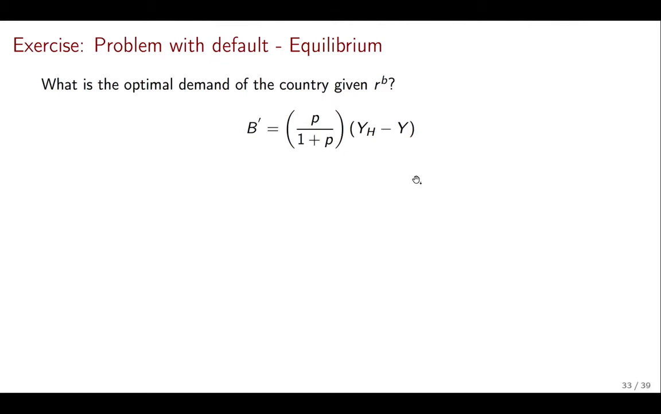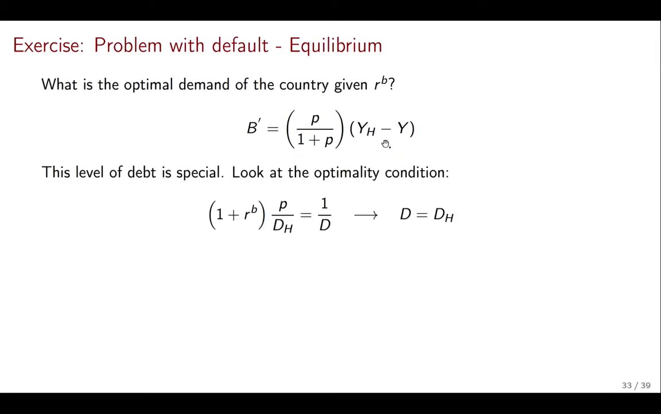What we see is that the country wants to get debt as a fraction of how much additional output there is between the future and today. This is a specific fraction, as we can see here in the next line. This fraction allows the country to have the same demand in the present period and if output is high. And that's what the optimality condition demands. Remember that 1 plus RB is equal to 1 over P. The P's cancel, and so DH is equal to D.